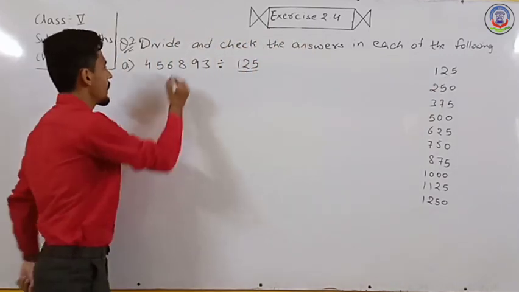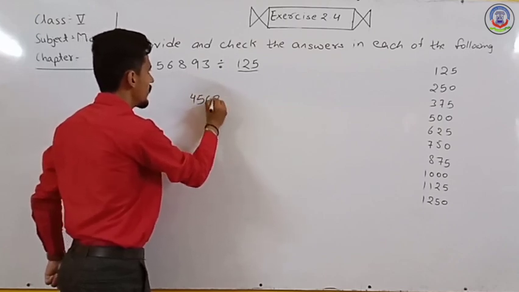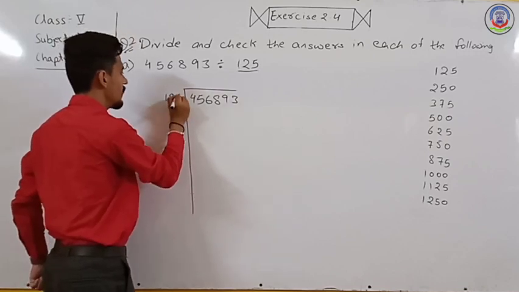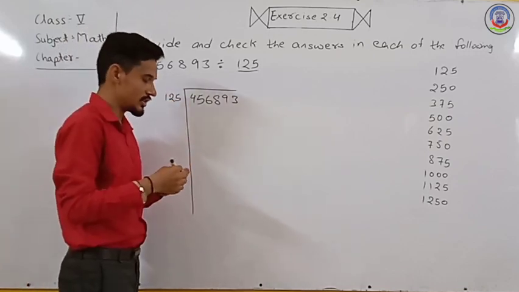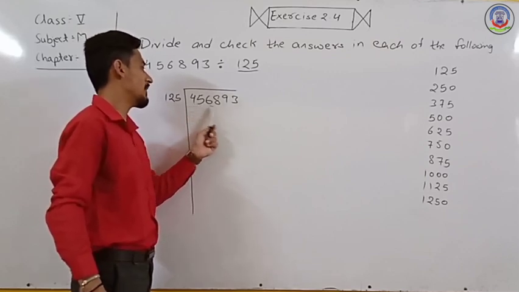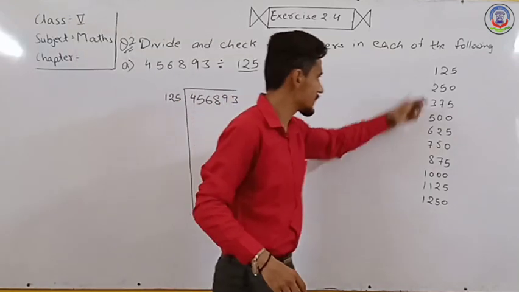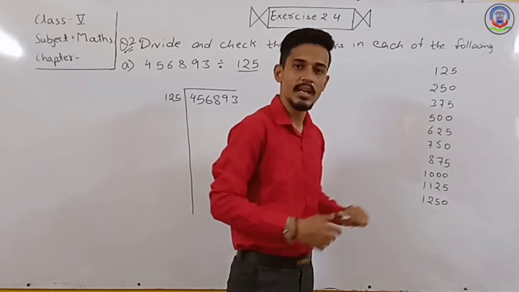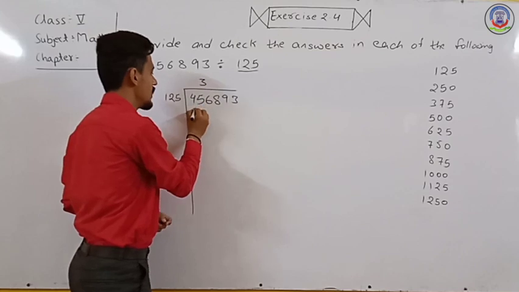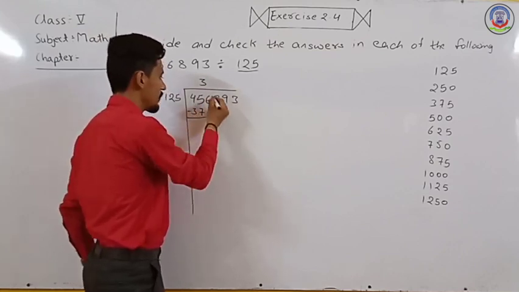So let's start. We have 4,56,893 divided by 125. So let's start. This is a 3-digit number. So first we check 3 digits, 4, 5 and 6. That is 456. Now check there, 456. No, 375 is smaller. So 1, 2, 3. 3 times 375. Next we have to subtract this.